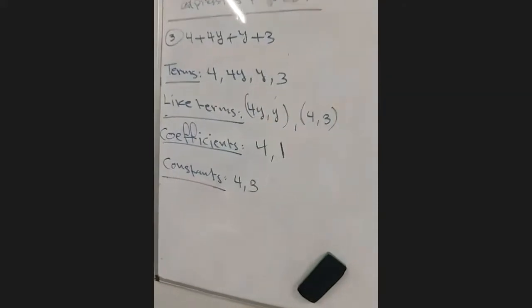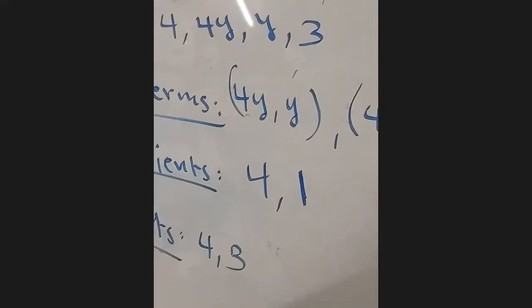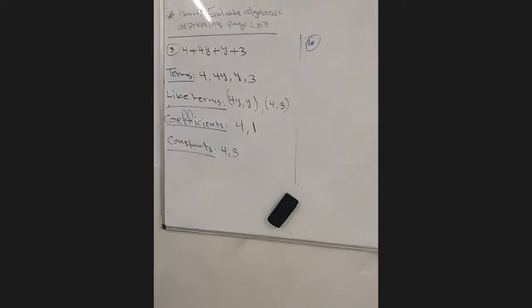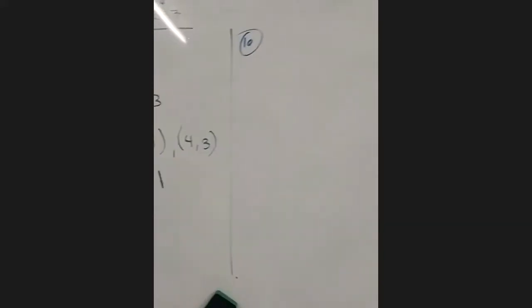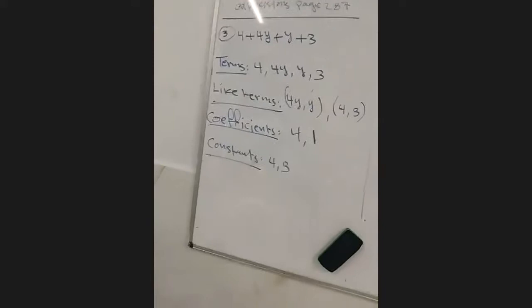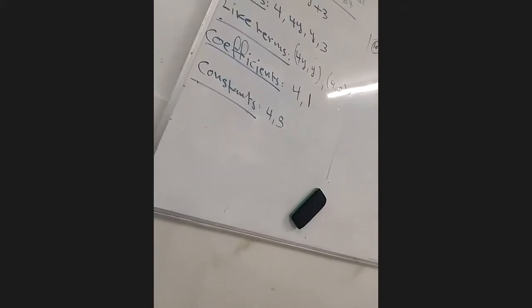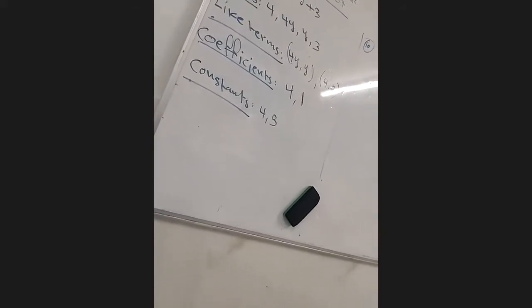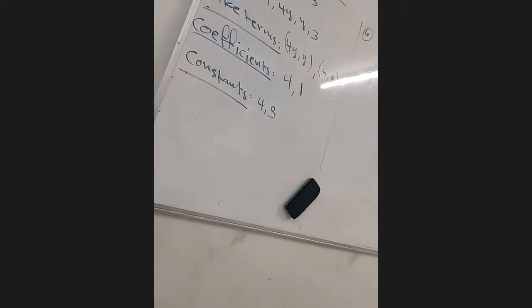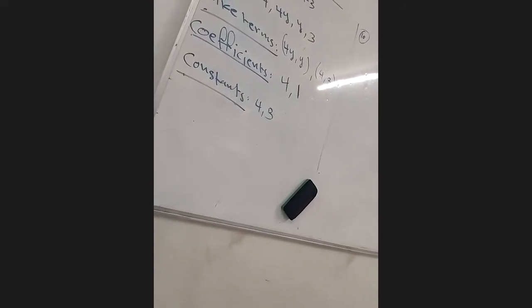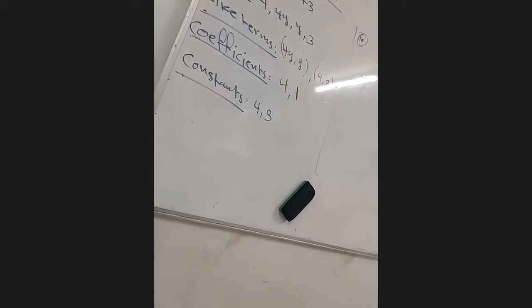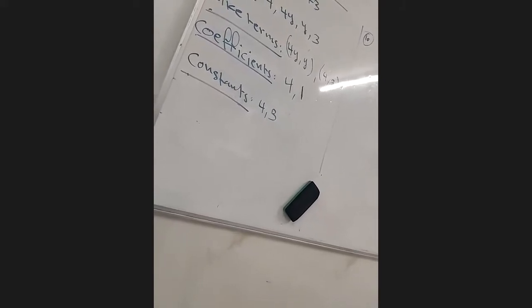This is question 3. Read question 10. A plumber charged $50 to visit a house plus $40 for every hour of work. Define a variable to represent the unknown quantity. Then write an expression to represent the total cost of hiring a plumber.